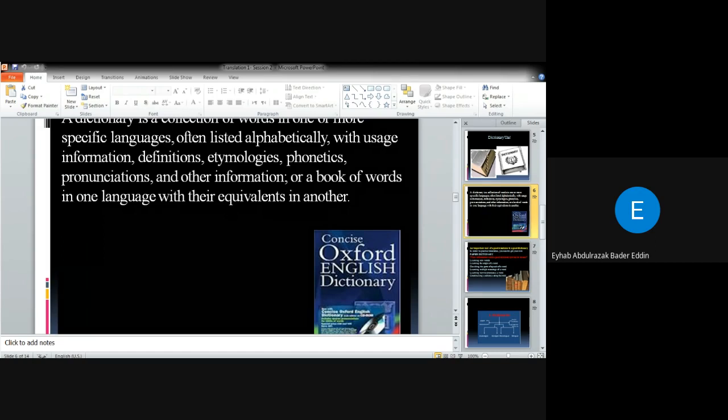Then we have monolingual and we have bilingual, if it is English English, or even we have Arabic Arabic, مختار الصحاح, تاج العروس, المحيط, إلى آخره. All these are monolingual in Arabic. And we have bilingual, المورد.